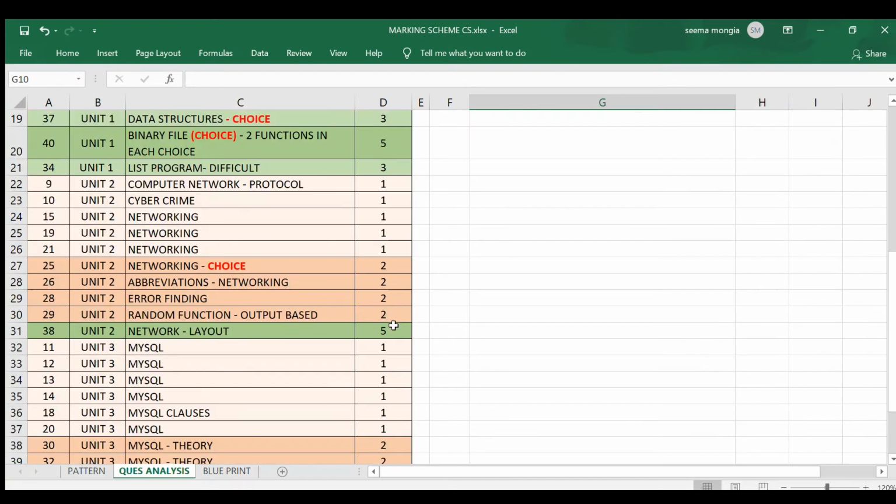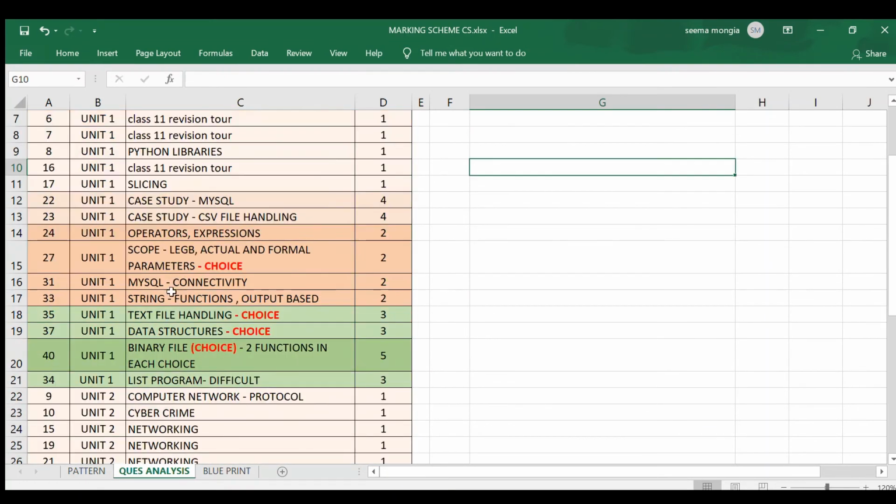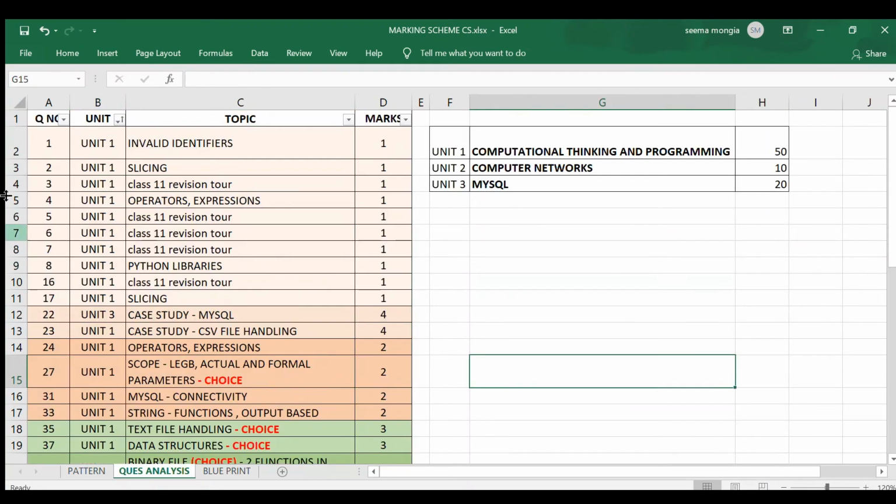Sorry, by mistake I have written here as unit 1. It must be unit 3. So let me rectify it. Unit 3. And now let me sort it again.